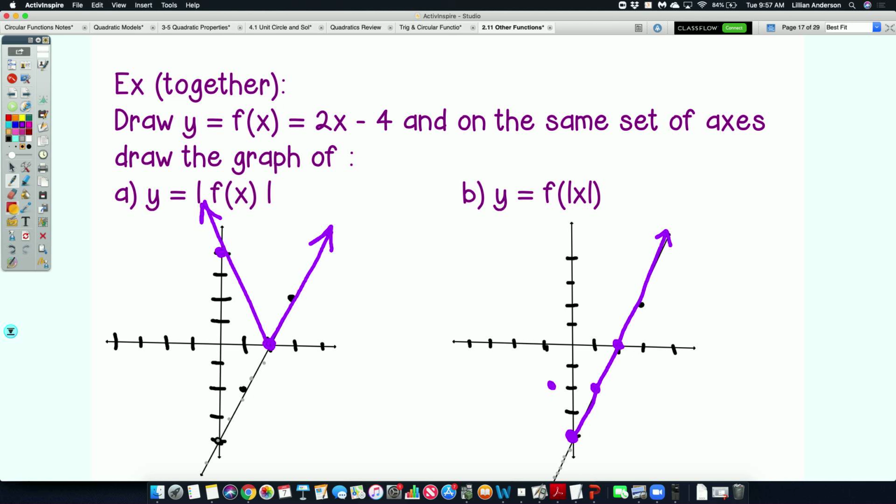This point that was at 2, 0 is now going to be at -2, 0. And this point at 3, 2 is now going to be at -3, 2. And then that's going to be what you see in the purple, f of the absolute value of x. That was using all those 3 key features. Does this make sense? Yes.